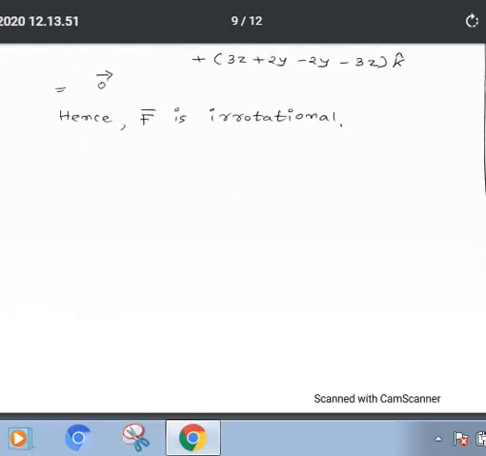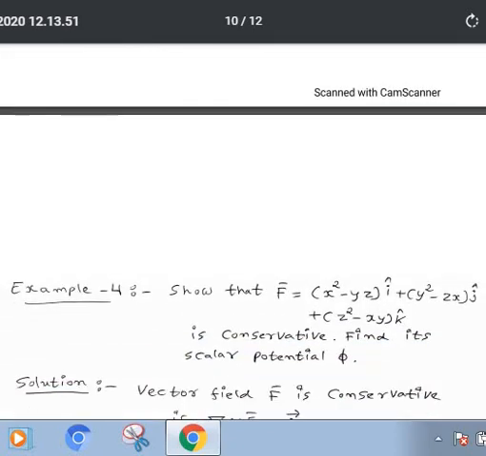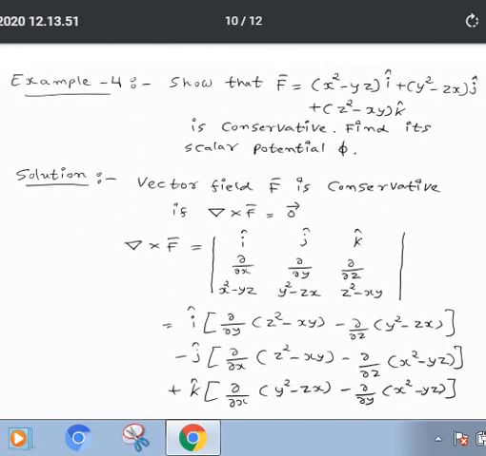Now we will move on to the last example, that is example number 4. Here we have to prove that this given vector field f bar is conservative. Conservative means irrotational. So for the given vector field to be irrotational, we have to find its curl, and curl will be 0. And after that we have to find its scalar potential function.